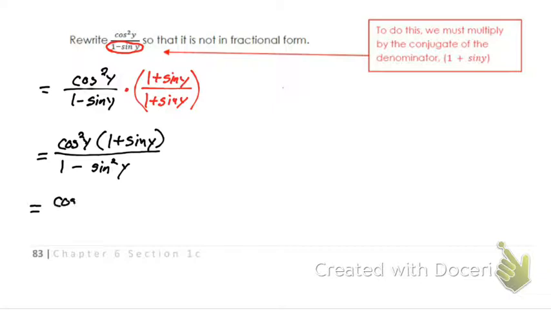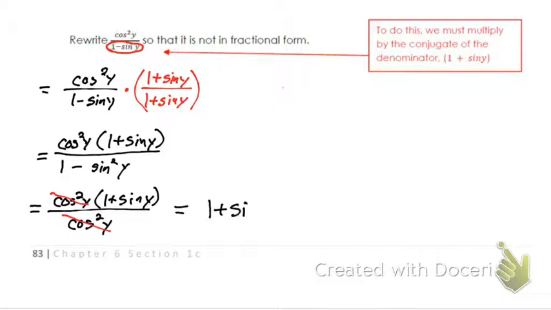So that's just going to be cosine squared y, 1 plus sine y, all over cosine squared y. 1 minus sine squared equals cosine squared, so we can rewrite that. Cosine squared and cosine squared both cancel each other out, and you're left with just 1 there, because cosine squared over cosine squared is 1. And so we are just left with 1 plus sine of y. It's not 1 plus sine squared, so you have to be done.